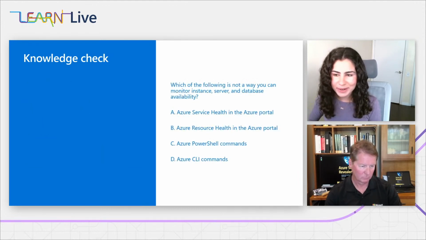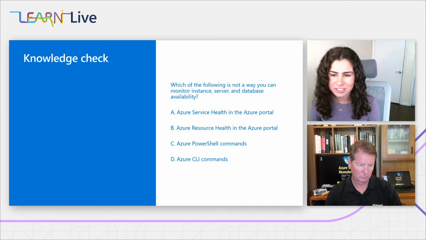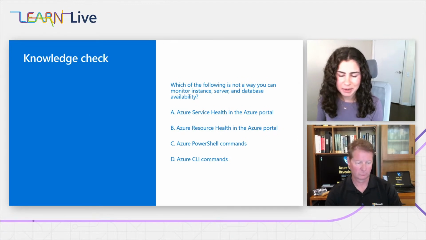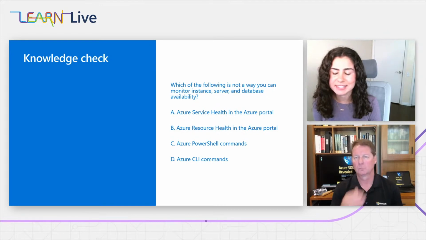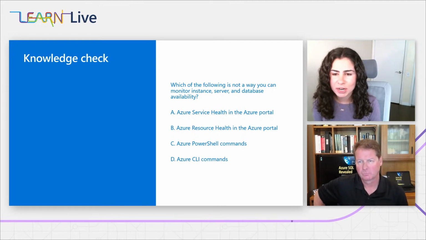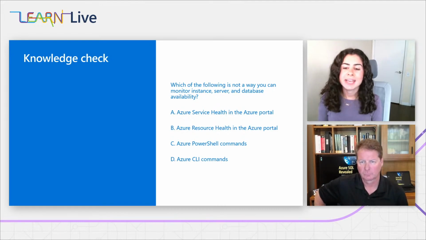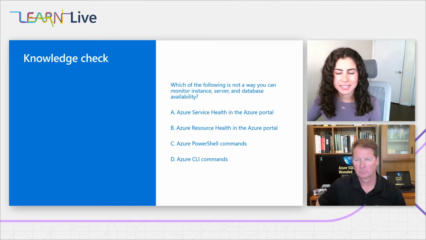Okay, we have one more question today. So this is the last knowledge check. We're going to step it up a little bit. This one is, which of the following is not a way you can monitor instance server and database availability?